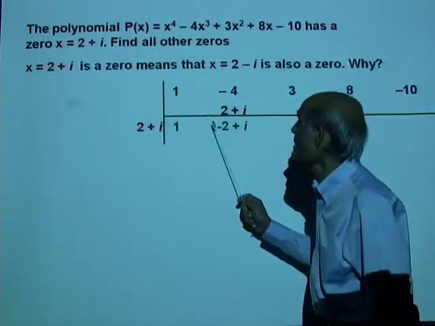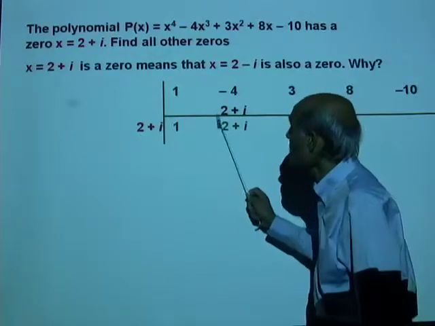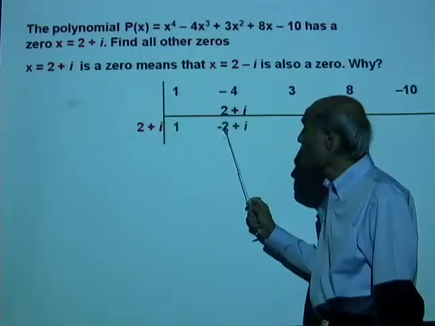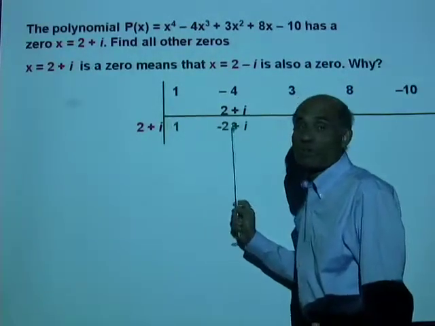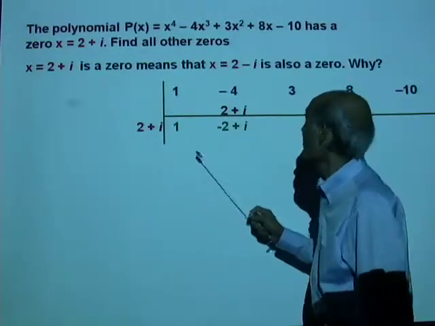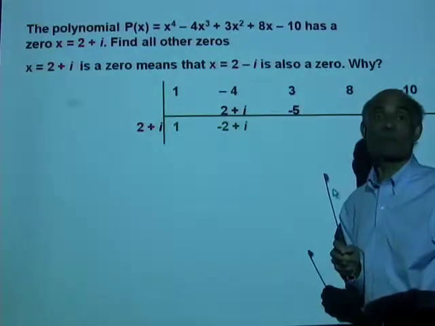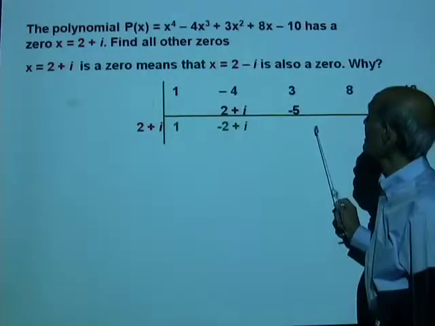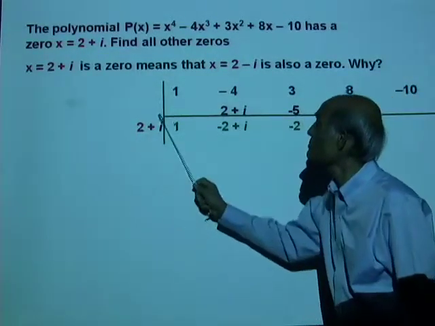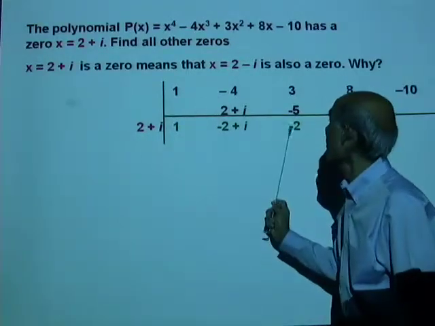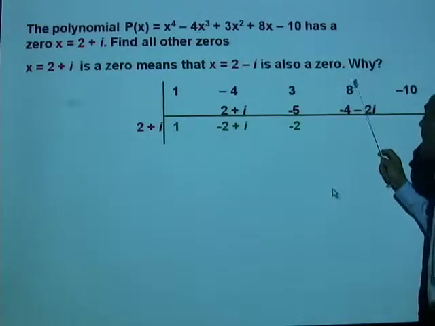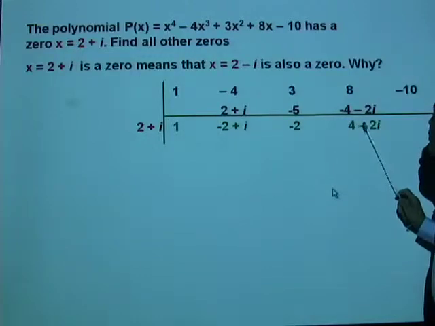So 2 plus i times negative 2 plus i. Again, think about it like this: it will be i minus 2 times i plus 2, which is i squared minus 2 squared, which is negative 1 minus 4, negative 5. That's right. Add them together, that'll give you negative 2. Now this is simple. Multiply negative 2 with 2 plus i. It will be negative 4 minus 2i. There you are. And adding gives you 4 minus 2i.